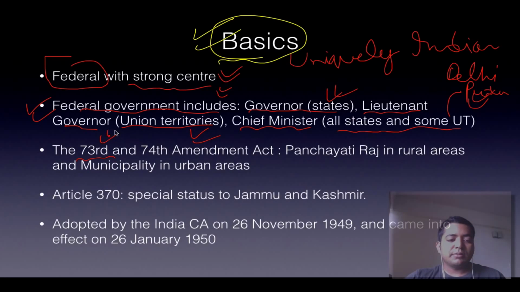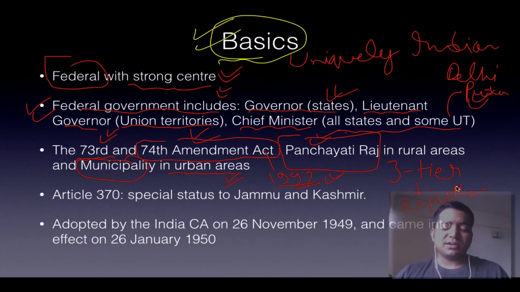Then the 73rd Amendment Act includes the Panchayati Raj. I'll be talking about it in detail later. And the 74th Amendment Act includes the municipality in urban areas. These were enacted in 1992. They did a tremendous shift, and this was the vision all along. There's the three-tier system. It has been implemented in some states very well, like Rajasthan is one example. Then southern states are good examples, but more or less it has not lived up to the vision of the amendments and the forefathers.